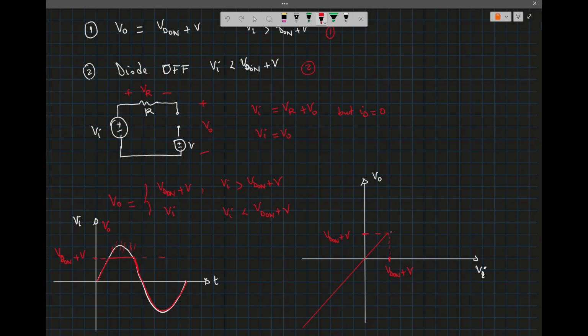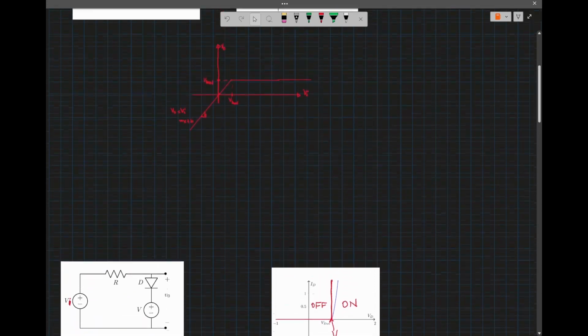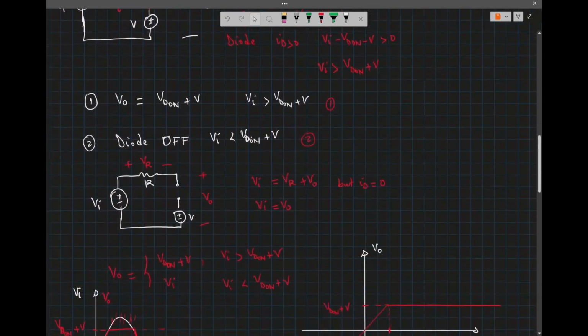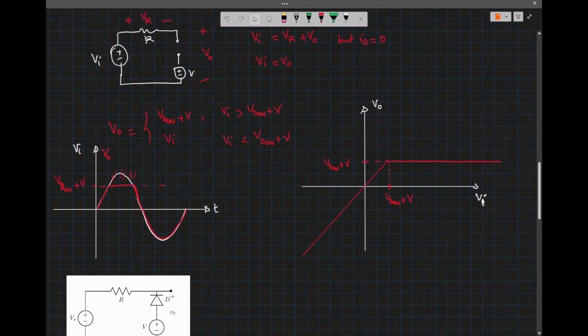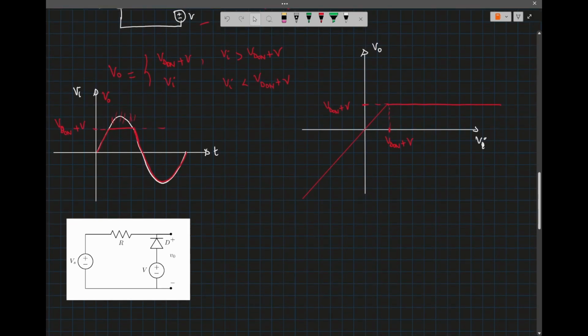And then it's going to remain VD on plus V on for this case. So as you can see, if you look at what we did before, what we have here is just VD on plus the bias voltage. Okay, so that's the difference. So let's solve the network when the diode is facing up, or when the diode is pointing up.